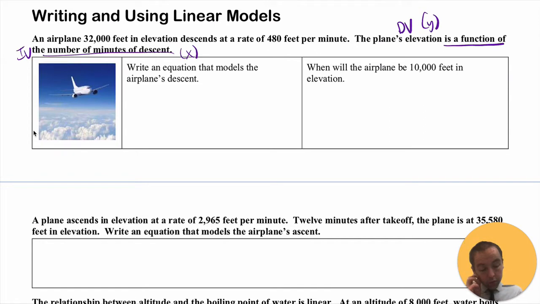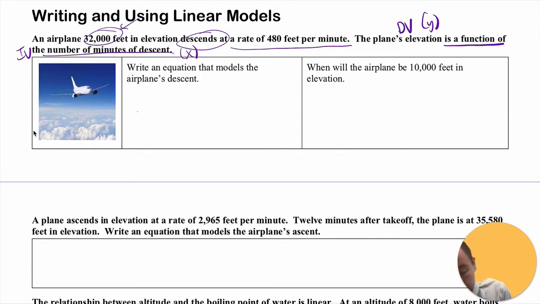So that means we'll treat the elevation as your y, and the number of minutes or the time as your x. We're first asked to write an equation that models the airplane's descent. It turns out that this is linear in nature, because at a rate of 480 feet per minute, this plane is changing in elevation, and that's really just a slope. Because it's descending, this is negative, so we have a negative 480 slope, but then starting at 32,000, specifically when the time is 0, and that's going to correspond to a y-intercept.